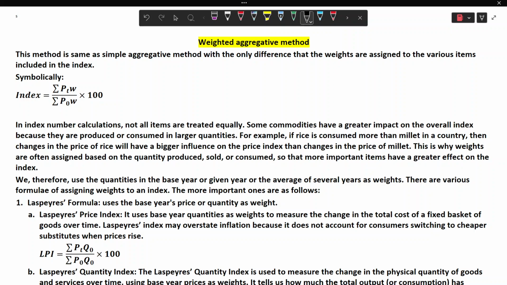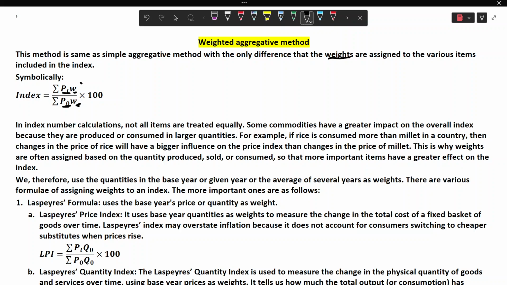So what is the weighted aggregative method? This method is the same as a simple aggregative method, with the only difference that weights are assigned to the various items included in the index. So symbolically, it is the summation of the current year prices and the base year divided by the base year price. But here we are saying that the only difference is that weights are now assigned to the various items. So here we attach a weight to it, then you multiply by 100.